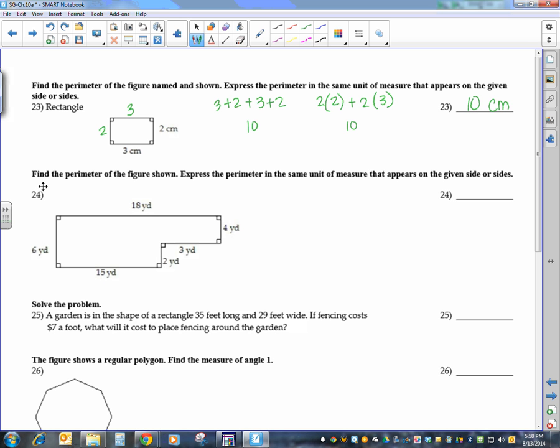Okay? Find the perimeter of the figure shown. Express the perimeter in the same unit measure that appears on the given sides. So again, we are just adding all of these sides up. And wherever you start doesn't matter. You want to write it down so I know if you made a mistake, I know what you're doing. 18 plus 4 plus 3 plus 2 plus 15 plus 6. So you add all those up and you get 48. Our units are yards.